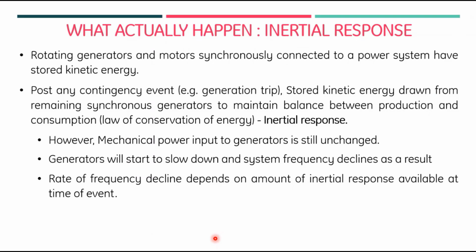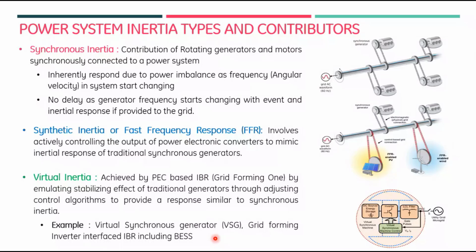That's why the inertia constant, the unit that we use, is basically seconds in power systems. So what are the types of inertia and the contributing factors? First is the synchronous inertia. We talked about it. It is coming from rotating generators and motors. You can see this one.